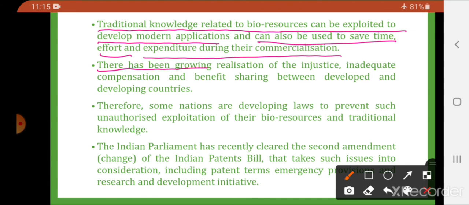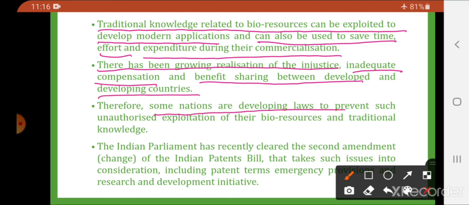There has been growing realization of injustice, inadequate compensation and benefit sharing between the developed and developing countries. Therefore, some nations are developing laws to prevent such unauthorized exploitation of their bioresources and traditional knowledge. So, डेवलप कंट्री के पास पैसे तो है, तो ये अपने ट्रेडिशनल नॉलेज को खरीद कर यूज़ करके उसको कमर्शलाइज करते हैं, एंड दे डू नॉट टेक द परमिशंस ऑफ द डेवलपिंग कंट्रीज.